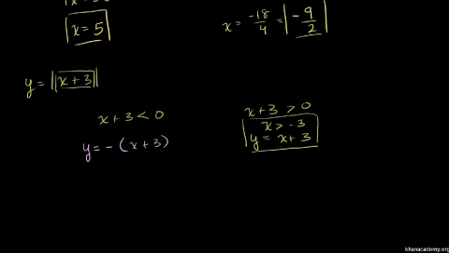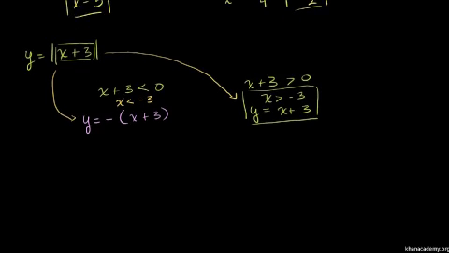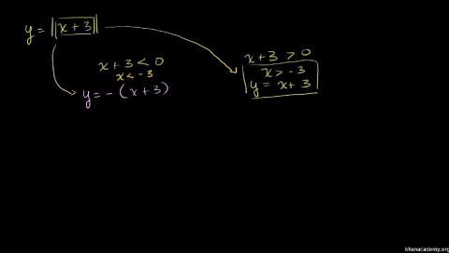And this is going to be the situation where x plus 3 is less than 0. If we subtract 3 from both sides, that's when x is less than negative 3. So when x is less than negative 3, the graph will look like this. When x is greater than negative 3, the graph will look like that. So let's see what that would make the entire graph look like.